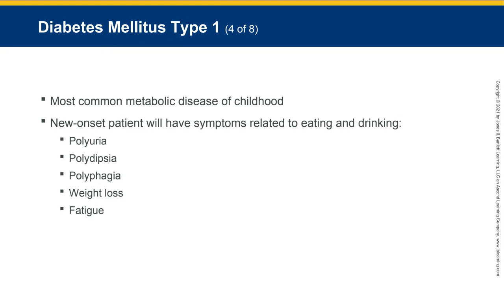Polyuria is excessive urination, so the body is trying to get rid of that excess sugar. And the urine is going to have a dark color. Polydipsia is excessive thirst because the glucose molecules are pulling water out of the cells. So the cell starts to shrink and become dehydrated. Polyphagia, excessive hunger, because the cell's not getting the glucose. The patient can have weight loss and they can have fatigue.